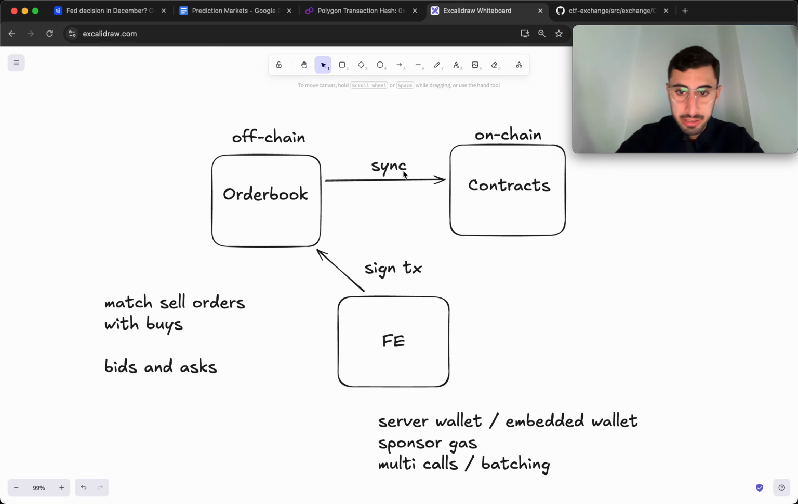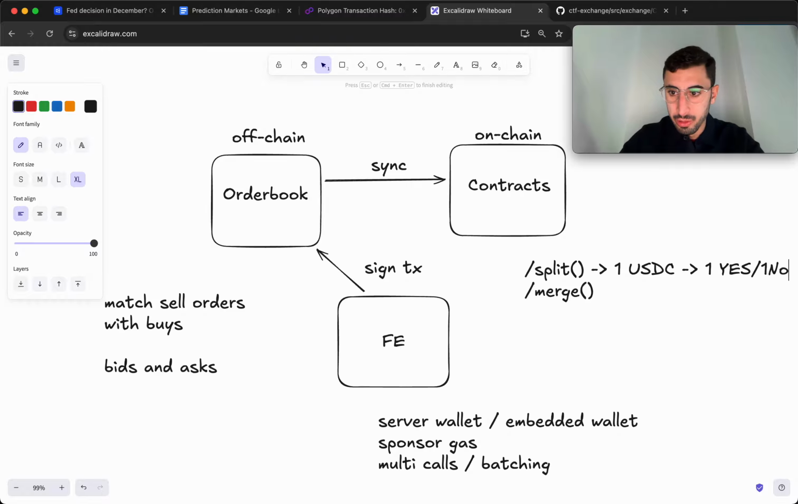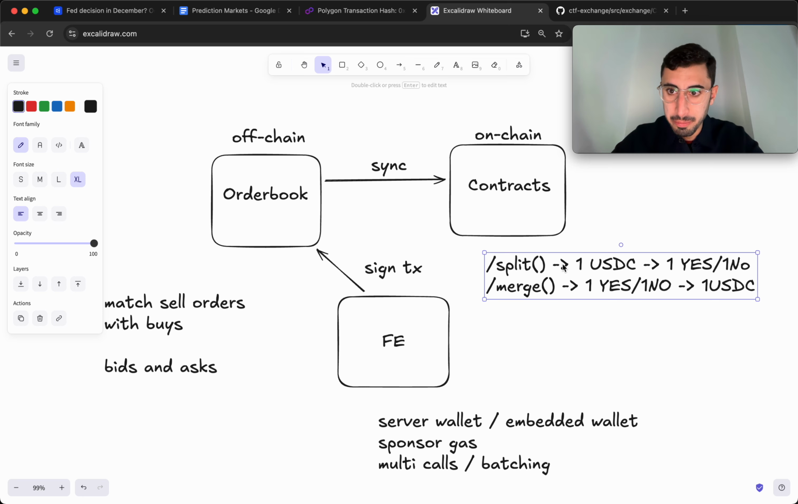And this is interesting, right? So how do you get new yes and no shares? Is by going to the contract, and the contract has a split function and a merge function. The split takes in one USDC and gives you back one yes and one no. And the merge is the opposite: it takes in one yes, one no, and gives you back one USDC. And if you're a market maker or whatever, you call the split function and you provide liquidity to every market.